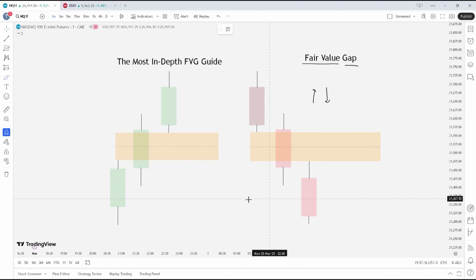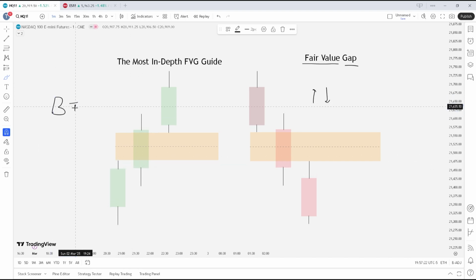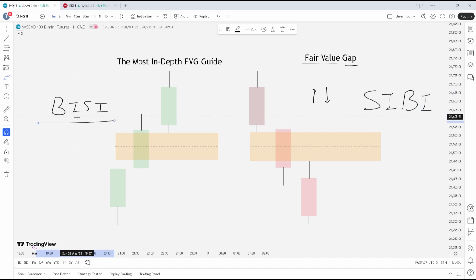And these both have their own names. So this bullish fair value gap is called a BISI, B-I-S-I. And then this bearish one is called a SIBI. What these stand for: this one stands for buy side imbalance, sell side inefficiency. And this one stands for sell side imbalance, buy side inefficiency.